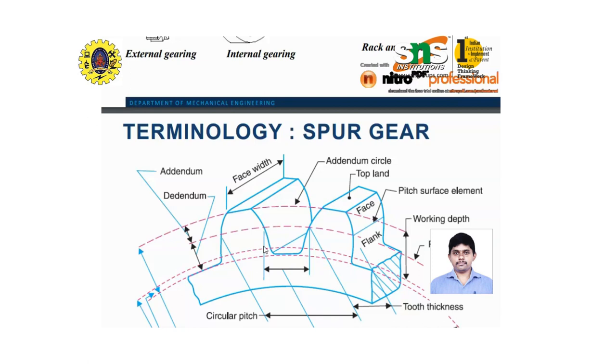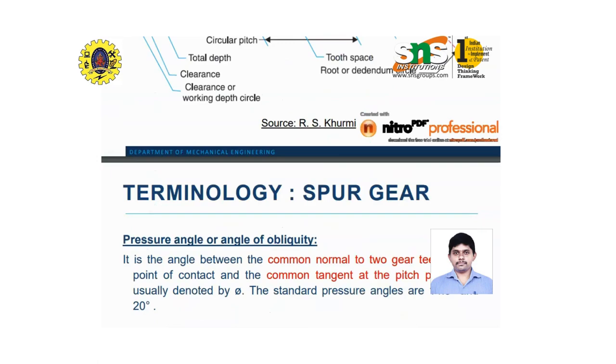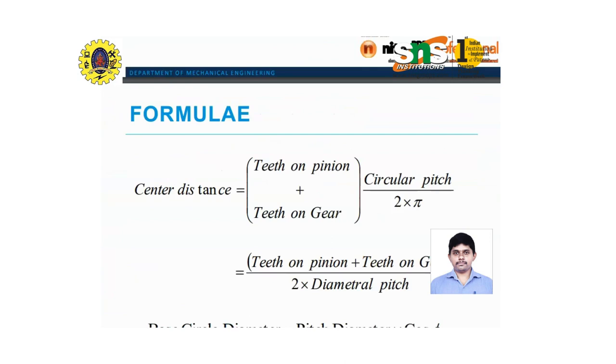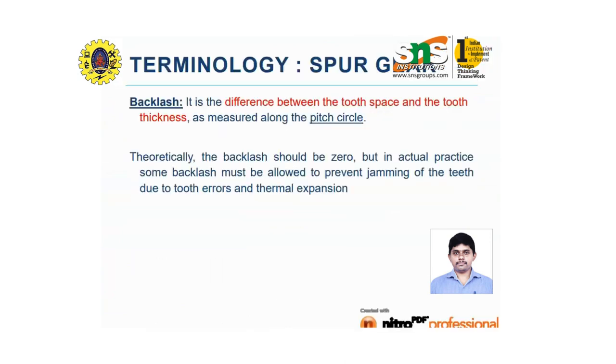So what happens in meshing if the gap value is very small compared to the tooth size? The meshing will not happen properly and there is a possibility of tooth damage. In order to avoid that tooth damage, we should have knowledge about backlash. Backlash is a terminology used to determine the difference between the tooth space and the tooth thickness, which is measured on the pitch circle diameter.